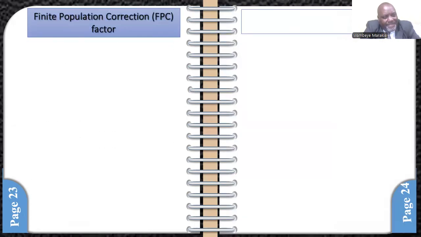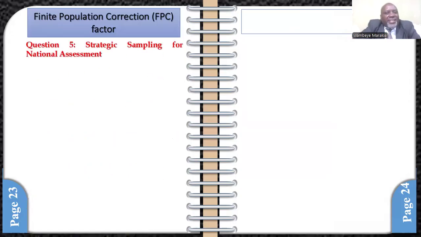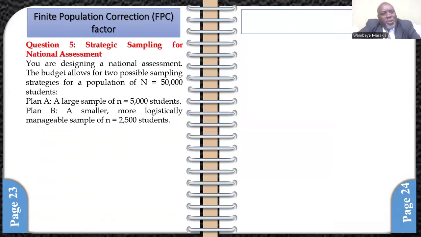Question 5, on strategic sampling for national assessment. You are designing a national assessment, and the budget allows for 2 possible sampling strategies for a population of 50,000 students. Plan A requires that you sample 5,000 students. And Plan B requires that you sample a smaller, more logistically manageable sample of 2,500 students.